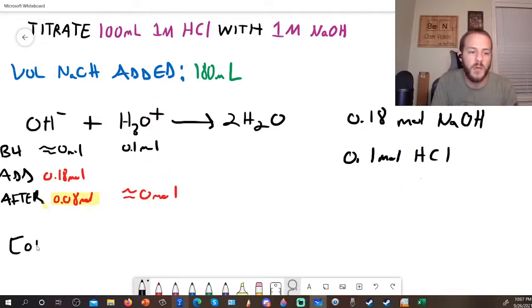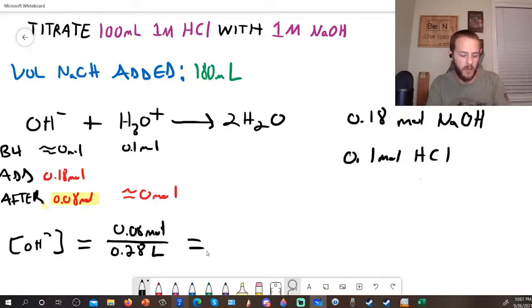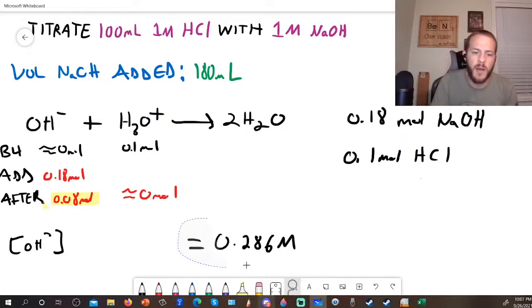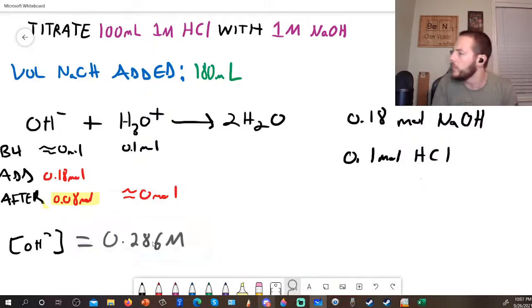So the concentration of OH minus is going to become 0.08 moles divided by total volume, 100 plus 180. That's 280 milliliters, or 0.28 liters. Let's see. So we have 0.08 divided by 0.28. That ends up being 0.286 molar. So that is our concentration of hydroxide ion, 0.286 molar.